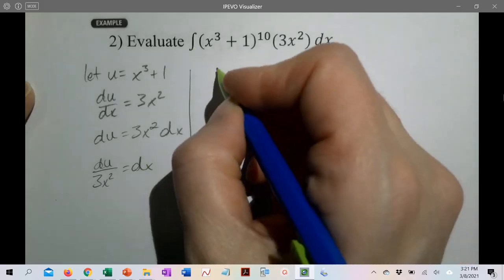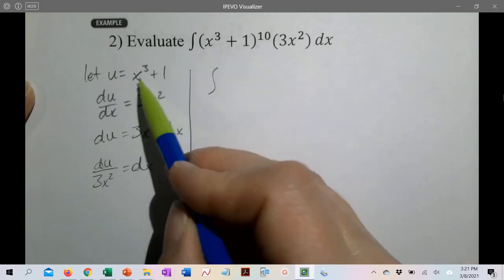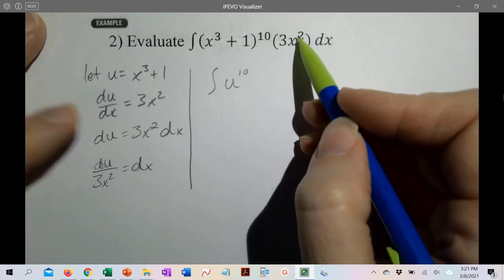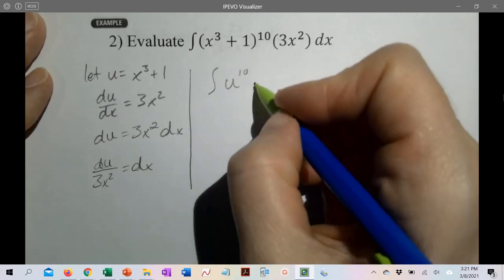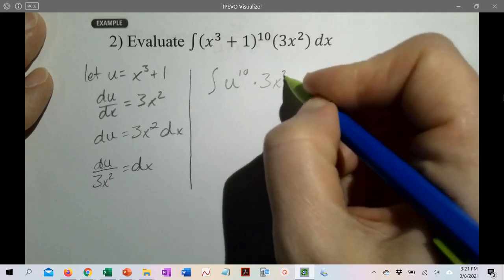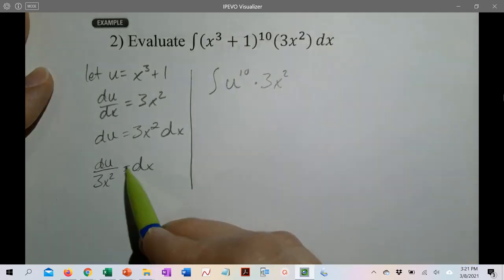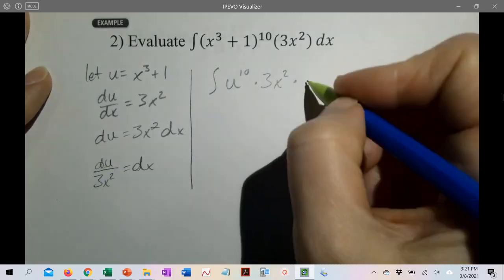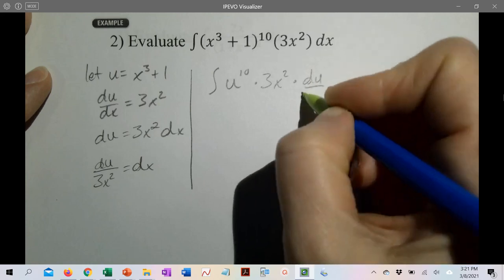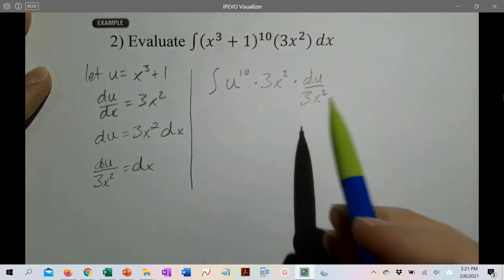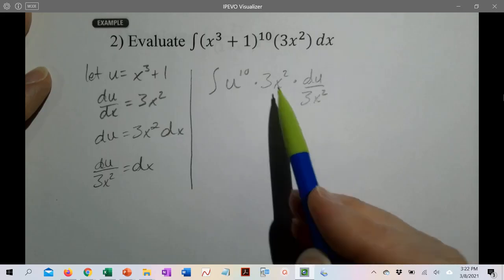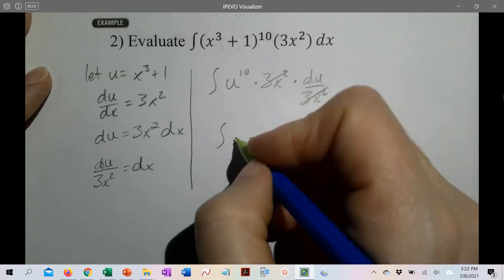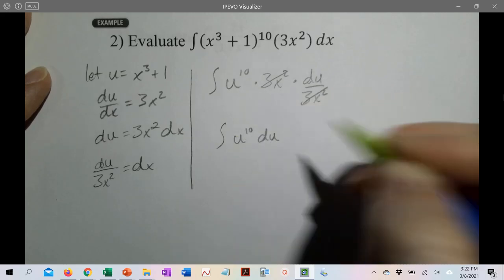So I want to do the integral. Now I'm making my substitutions. Instead of x cubed plus 1, I'm going to write u to the 10th power. And instead of 3x squared, well, I'm going to leave the 3x squared there, actually, and you're going to see what's going to happen in just a minute. And then instead of dx, it is equal to du over 3x squared. So if you want, you can think about this as multiplying by du over 3x squared. So you'll notice that now, hey, 3x squared and 3x squared, those reduce to 1. So now I actually have the integral of u to the 10th power du.